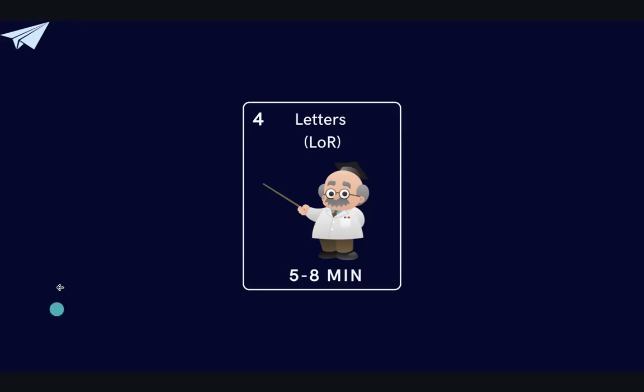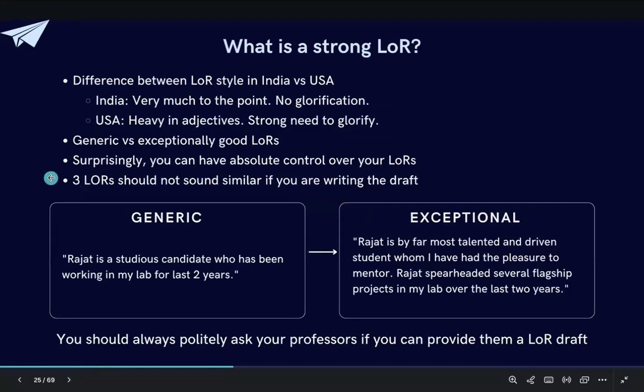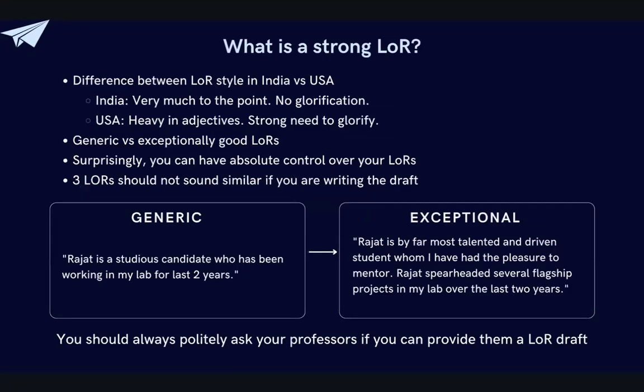So what do I mean by a strong letter of recommendation? On the left hand side, you can see very generic language, like Rajat is a studious candidate who has been working in my lab for last 2 years. So this is a very generic statement. And how would an exceptional statement look like? It would look something like this: Rajat is by far the most talented and driven student whom I have had the pleasure to mentor. Rajat spearheaded several flagship projects in my lab over the last 2 years. So this is the difference. It says the same thing, but there is a difference in the adjectives used and the English used.